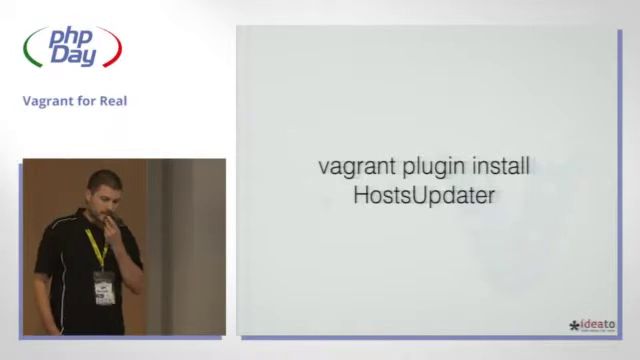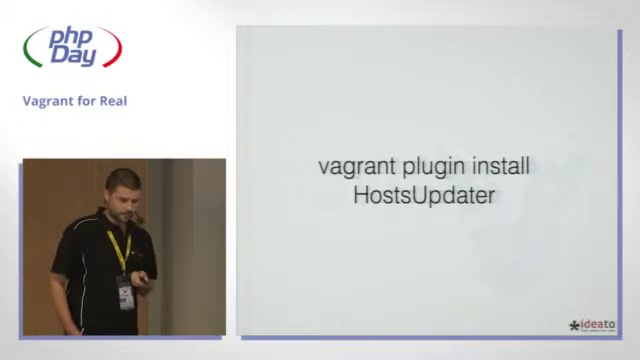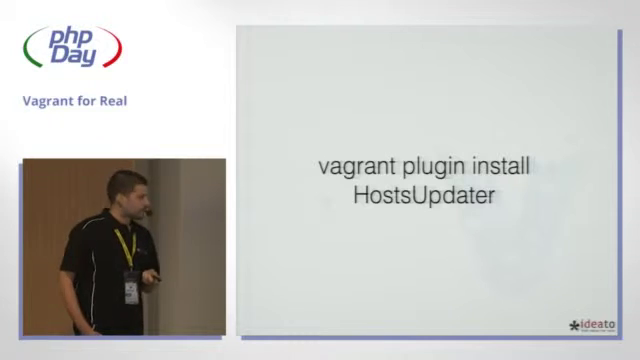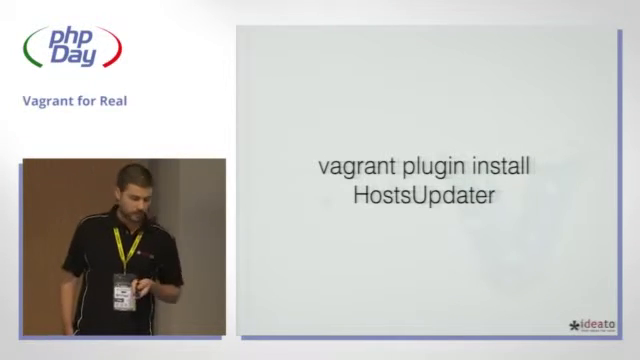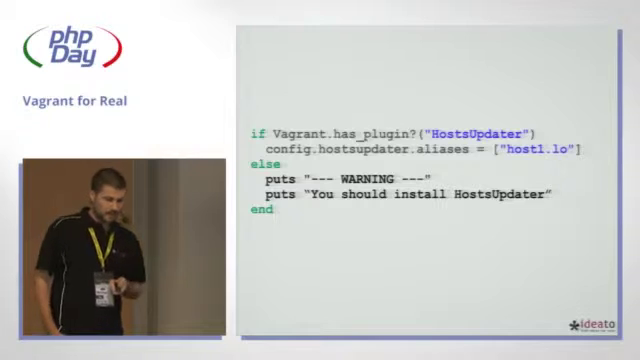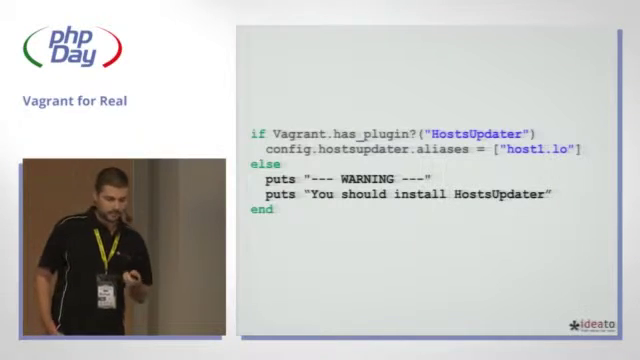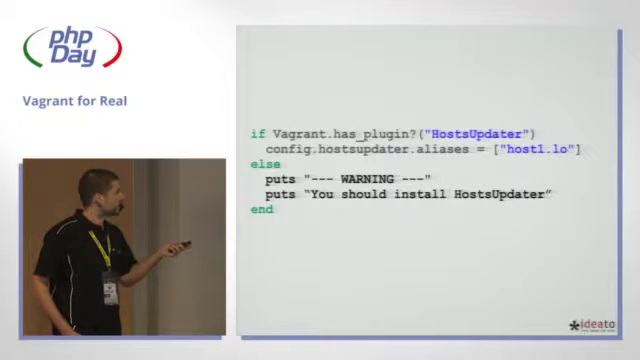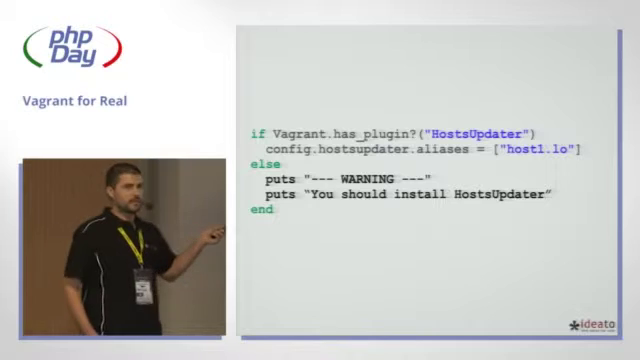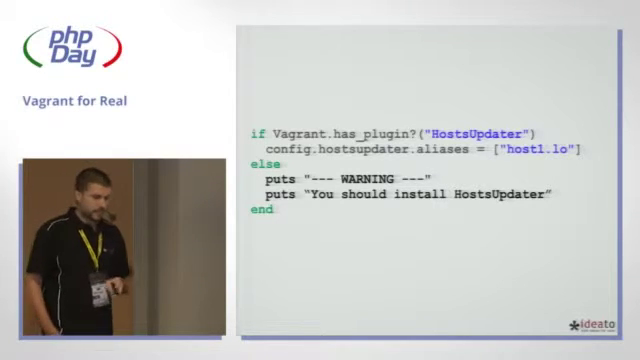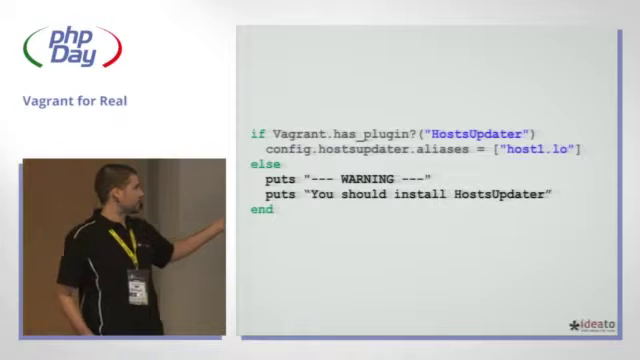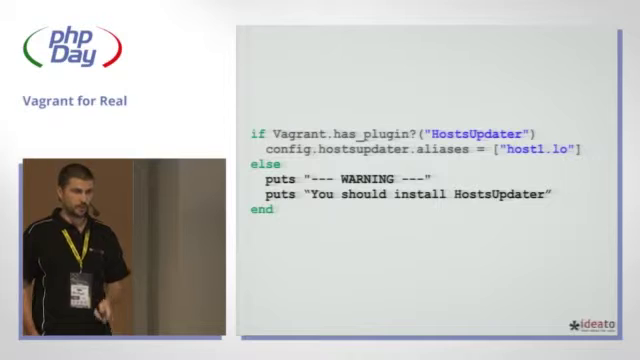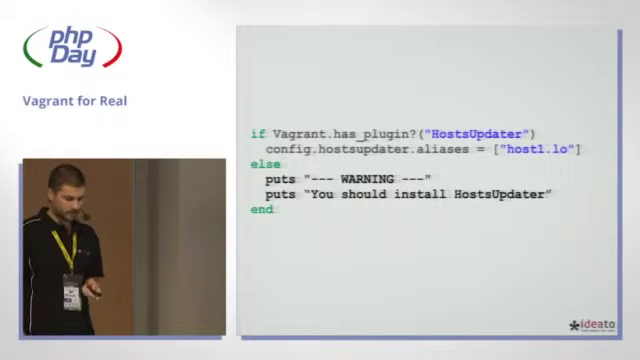Host Updater is a very cool plugin for automatically adding hosts in your host machine and making your configuration more portable. When you use a plugin, a pattern that we use is to check in the Vagrant file if the plugin is installed, and then use the plugin. In this case, Host Updater writes host1.hello in your host machine, on your host file, sorry.